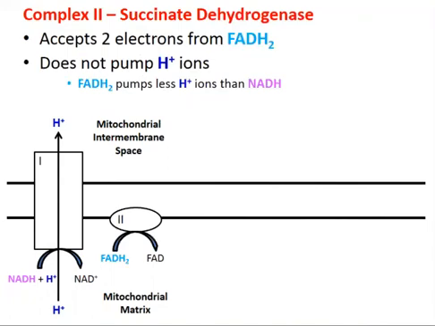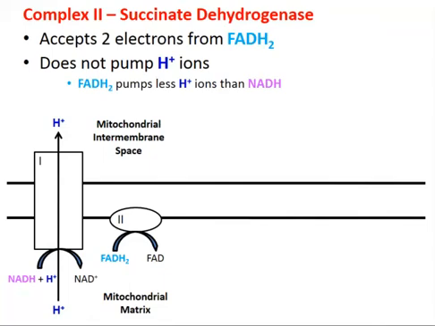NADH donates its electrons at complex 1, whereas FADH2 donates its electrons at complex 2, which is called succinate dehydrogenase. So it functions the same way. FADH2 donates electrons and becomes oxidized, and the electron transport chain becomes reduced. But complex 2 does not pump hydrogen ions.